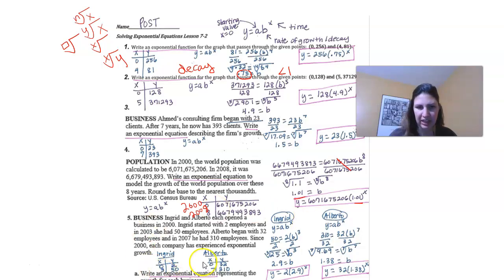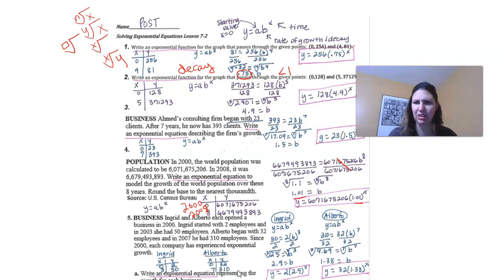And remember, I set Ingrid's values up as 0, 2, because in 2000 she had 2 employees. I set Alberto's up with 0 and 32, because when he started, he had 32 employees. And then Ingrid's grew in 3 years to 50 employees, and Alberto's grew in 7 years to 310 employees.